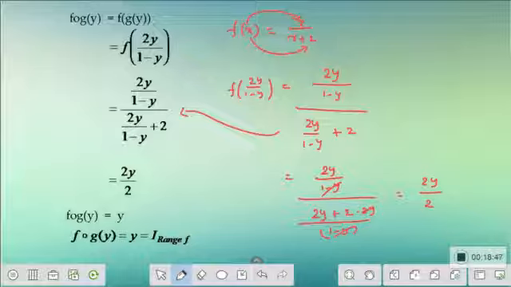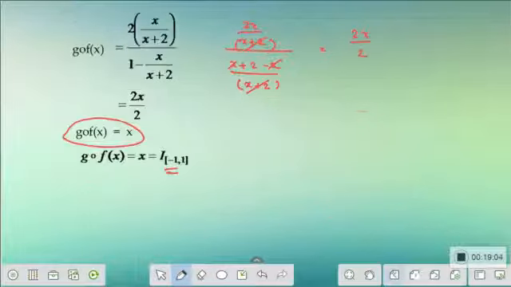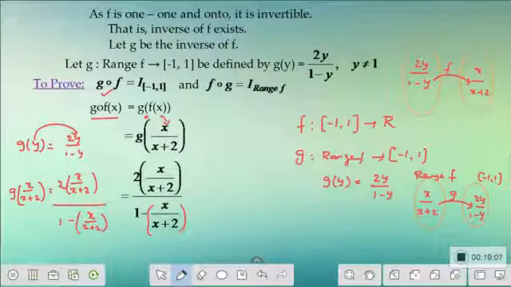That is, minus 2y and plus 2y get cancelled, which gives you 2y by 2. That is, f composite g of y is equal to y. So this tells you that f composite g of y is nothing but I of range f, that is the identity function of range f. So we are done with the second part also, that is proving f composite g is also an identity function. So we have proved g composite f is an identity function with the identity function of minus 1 comma 1, and f composite g is also an identity function with range f.